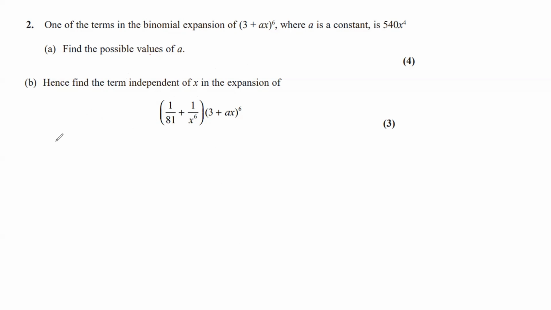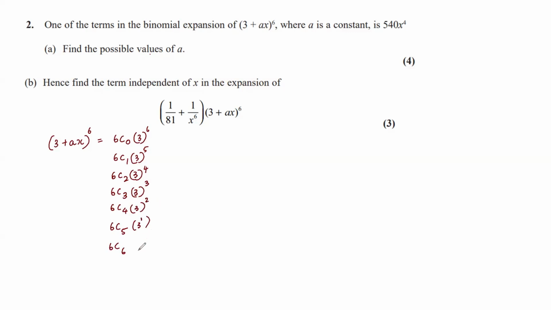So (3 + ax)^6. The power is 6, so the coefficients are 6C0, 6C1, 6C2, 6C3, 6C4, 6C5, and 6C6. Now the first term, the power keeps decreasing. So the highest power will be 3 to the power of 6: 3^6, 3^5, 3^4, 3^3, 3^2, 3^1, and 3^0.